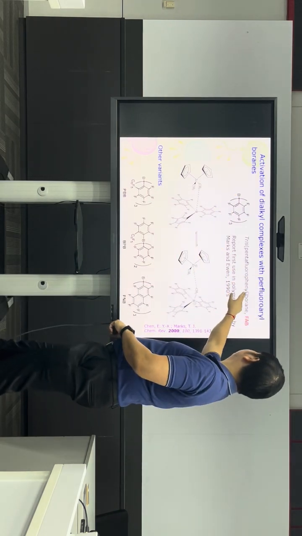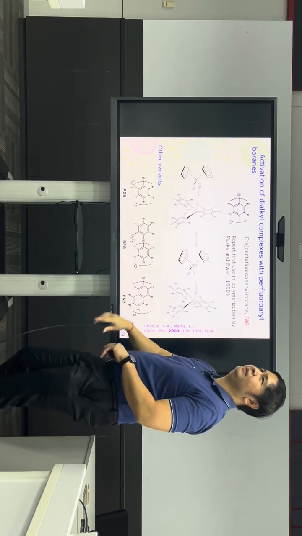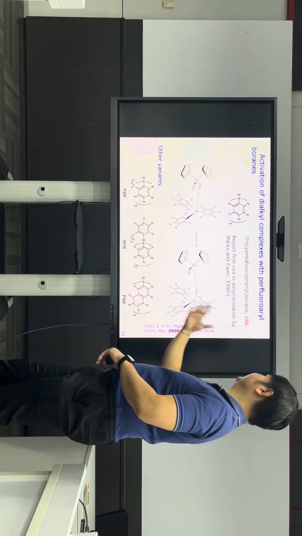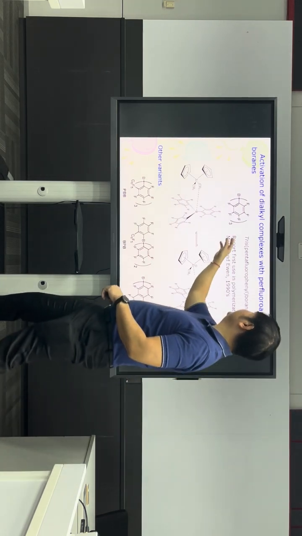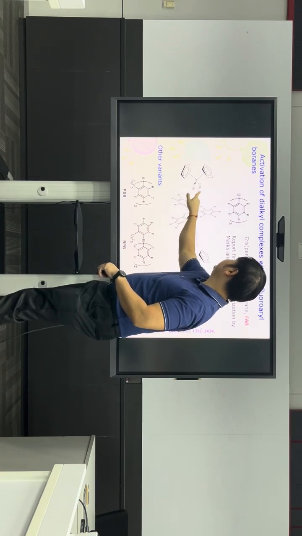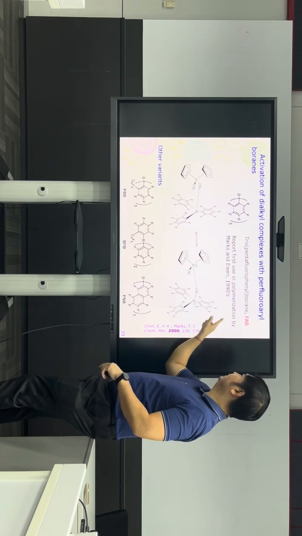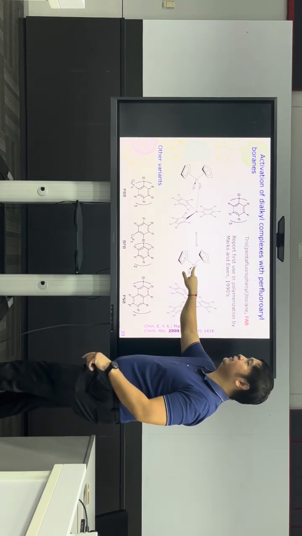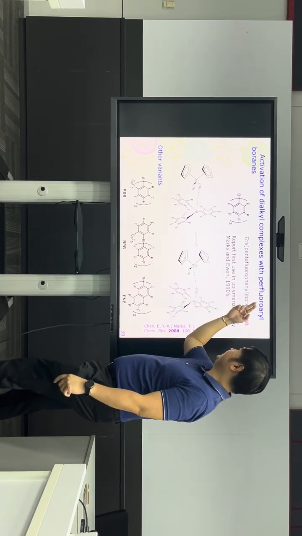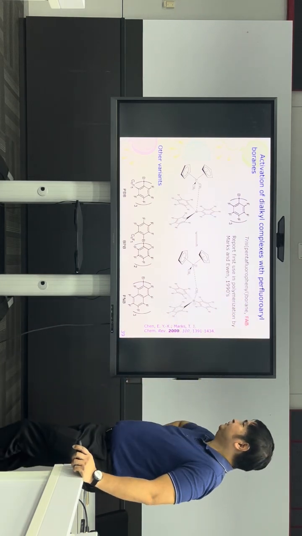Tris(pentafluorophenyl)borane, FAB, or some people call it BARF. It's the same compound. This is a highly Lewis acidic site at boron. So what happened is the methyl group is now transferred to the boron. You get the counter ion, and now zirconium is zirconium plus, and ethylene can come in and coordinate, and that's the same type of reaction.